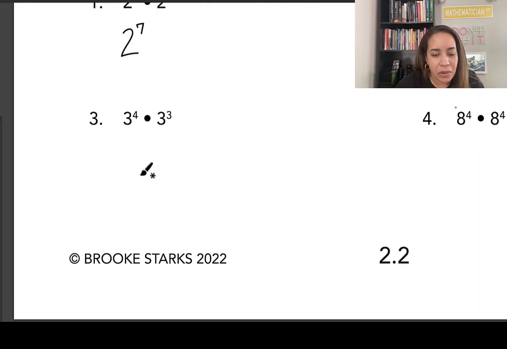Let's try out number 3. We see multiplication again. We are multiplying exponents that have the same base. So that means we keep the base the same. 3 is our base. And again, we add the exponents. 4 plus 3 is 7.